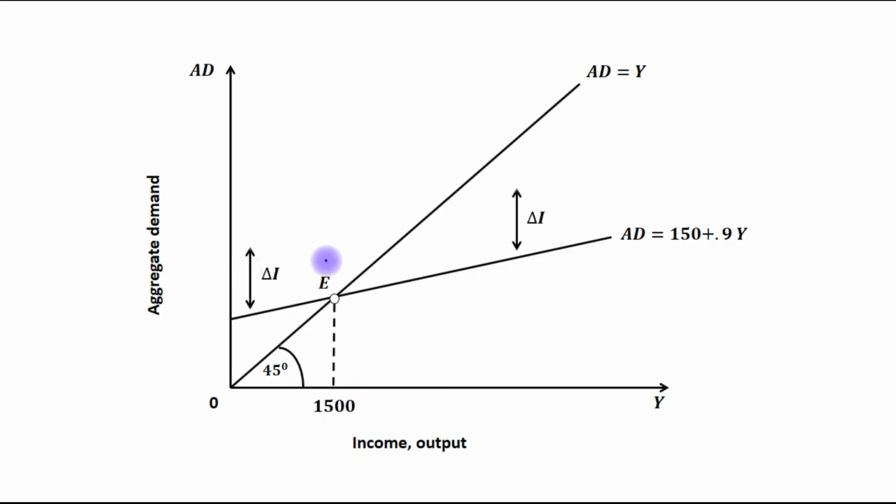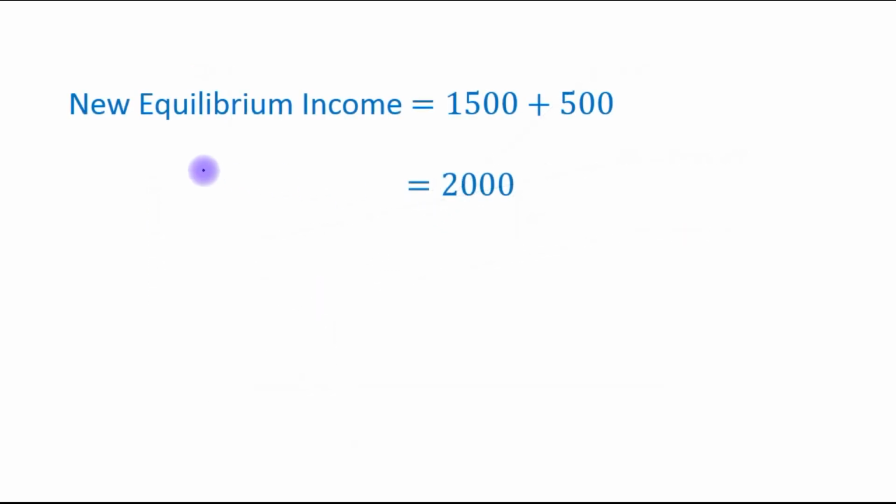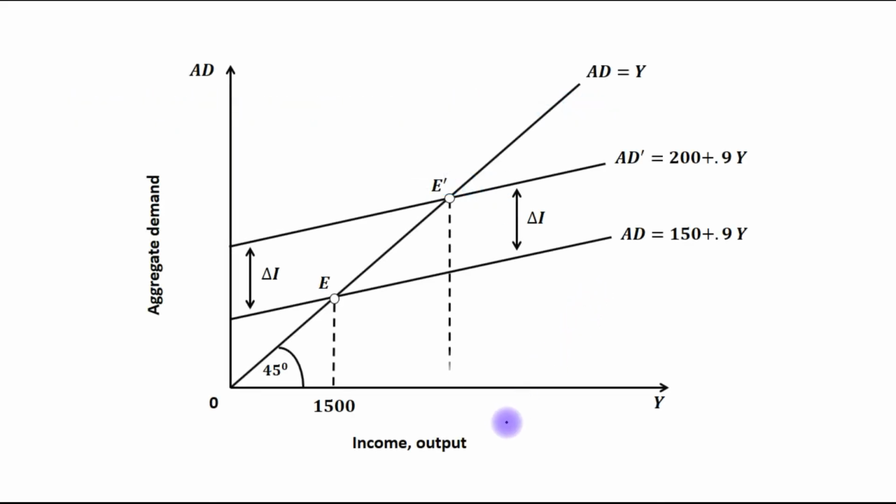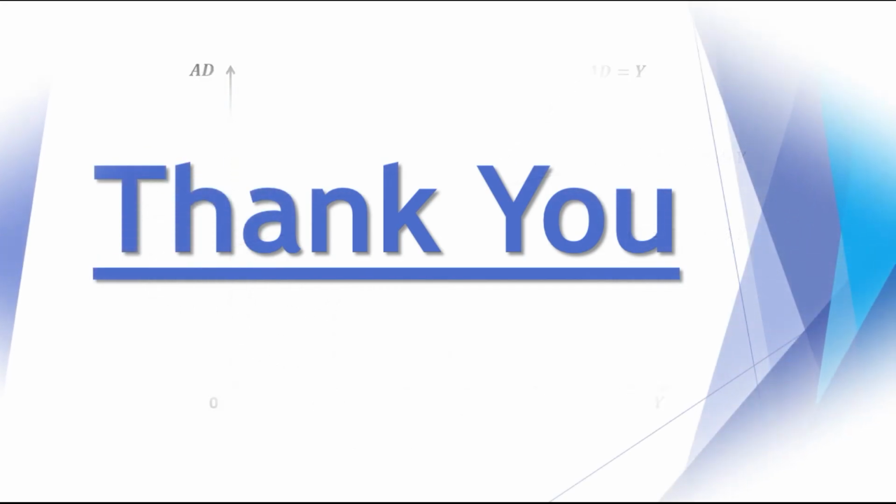Now due to the increase in investment, the AD curve will shift upwards and the new AD curve will be AD dash, which is 200 plus 0.9y, where this change in investment is 50. So 150 plus 50 becomes 200 and this will remain the same. This will be the new equilibrium point named as point E dash, and the new equilibrium income is 2000. So this is 2000. Clear? Thank you.